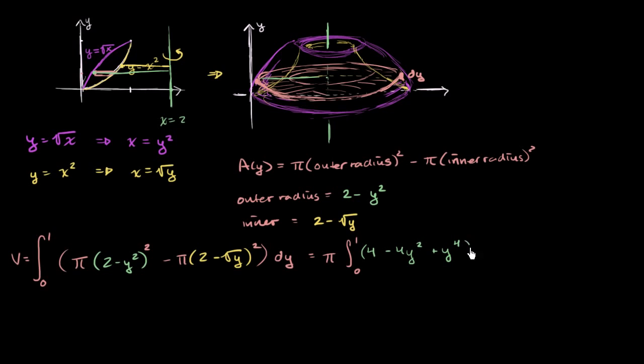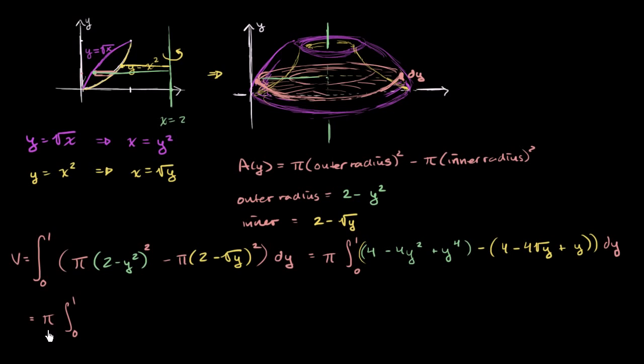And then from that, we are going to subtract this thing squared. We're going to subtract this business squared, which is going to be 4 minus 4 square roots of y plus, well, square root of y squared is just going to be y. And so all of that, and then all of that dy. Let me write that in that same color.